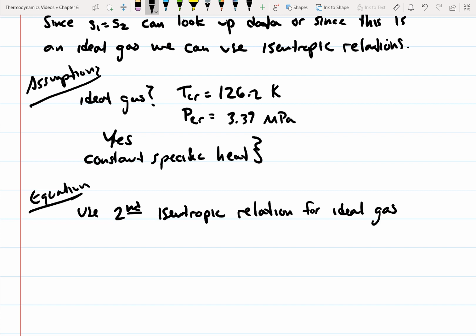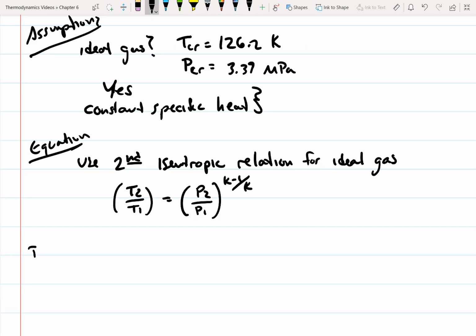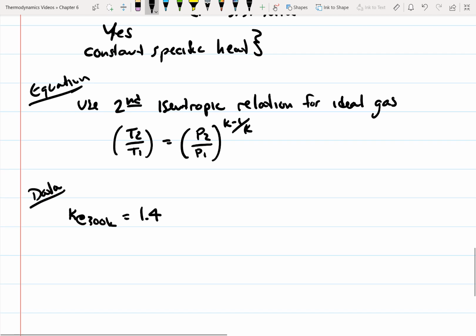So this is T2 over T1 is equal to P2 over P1 to the (K minus 1) over K. Really the only data that we need is K, and so we're going to just look up K at 300 Kelvin, which is equal to 1.4. So we know T1, we know P1 and P2, we know K, so it's really just a matter of plugging everything in.